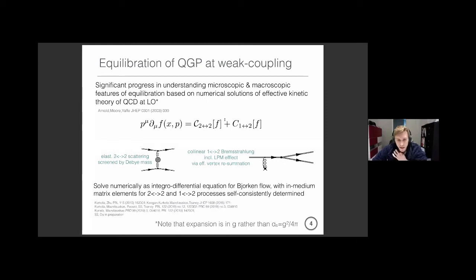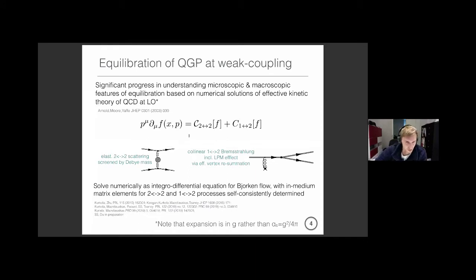At weak coupling, the system shortly after the collision is typically described using QCD kinetic theory. In this context, there's been significant progress in the past few years, which has come from taking the kinetic theory of QCD at leading order and solving it numerically on a computer and studying the basic properties that come out of these solutions. So what does that theory look like?